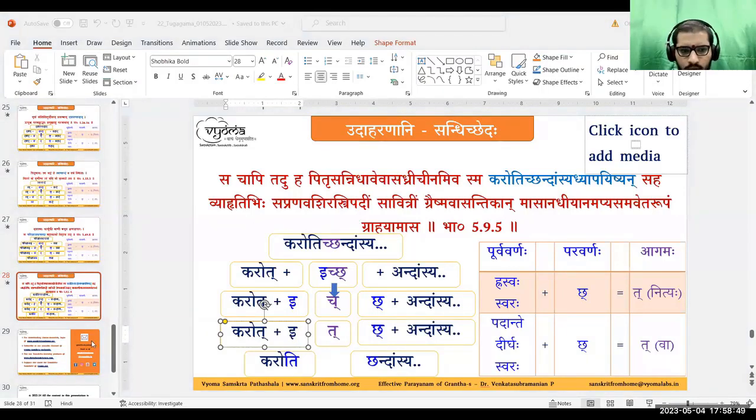The sutra for Vyoma-samskrta is Che cha and Padante, which we already saw. Next question, Gayatri.